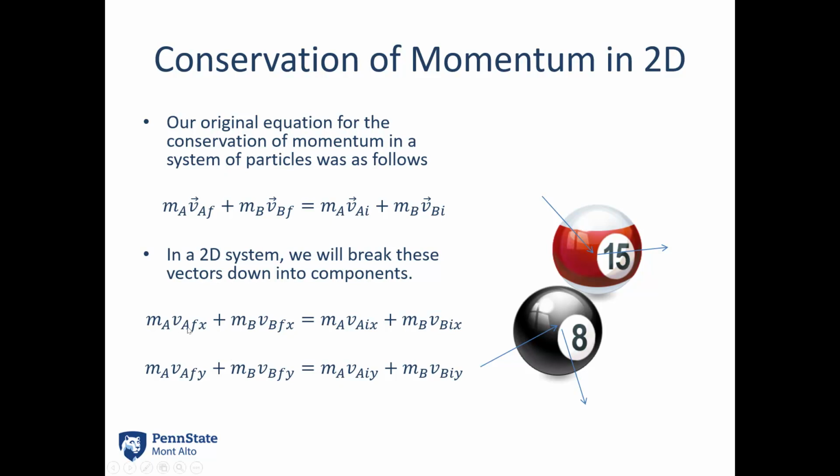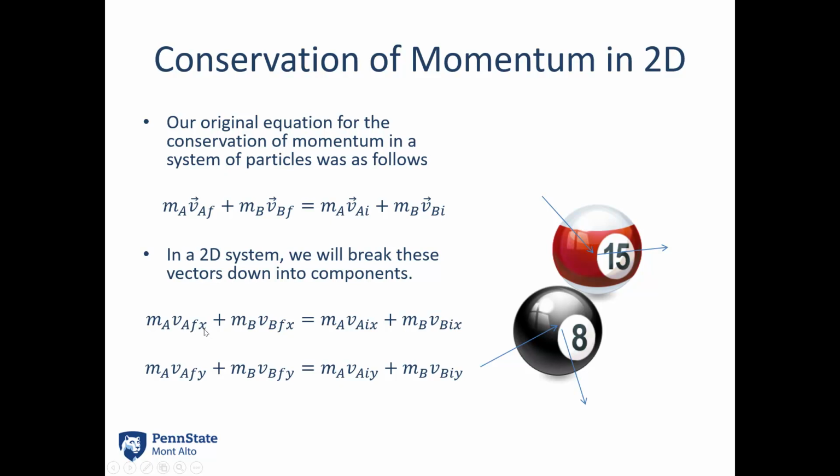The first piece is particle A or particle B, so which particle is it dealing with? The second part is final or initial. So this is the final velocity, and this is the initial velocity over here. And the last part is the direction. X and Y are my 2 directions at this point. So: body, initial or final, and then coordinate direction.